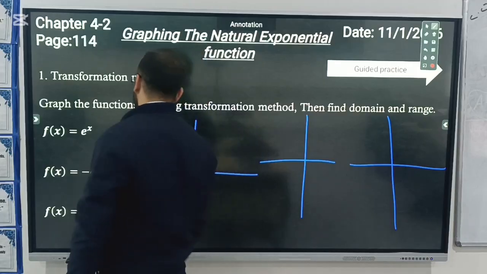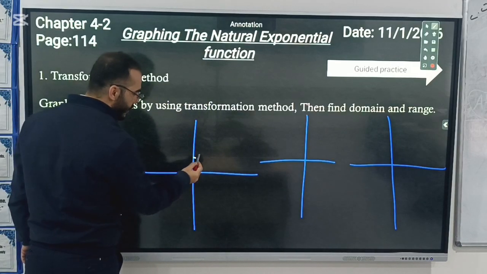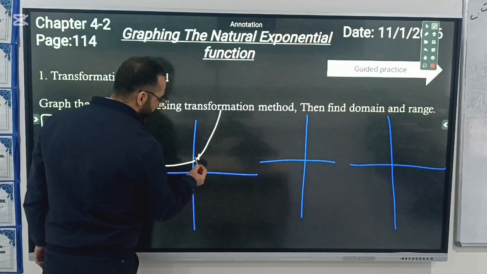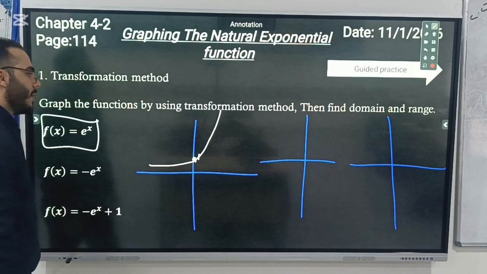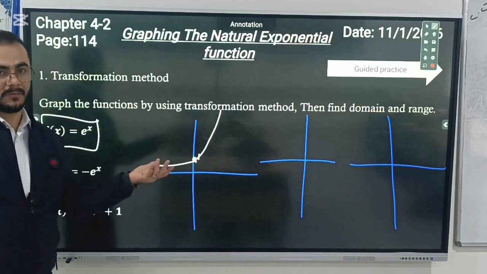All right, the first one, e powered by x. What do we call this one? This is very famous, and I guess everybody knows it. So we call it the parent function, and it goes through (0, 1). So based on that point, we are going to move the graph.